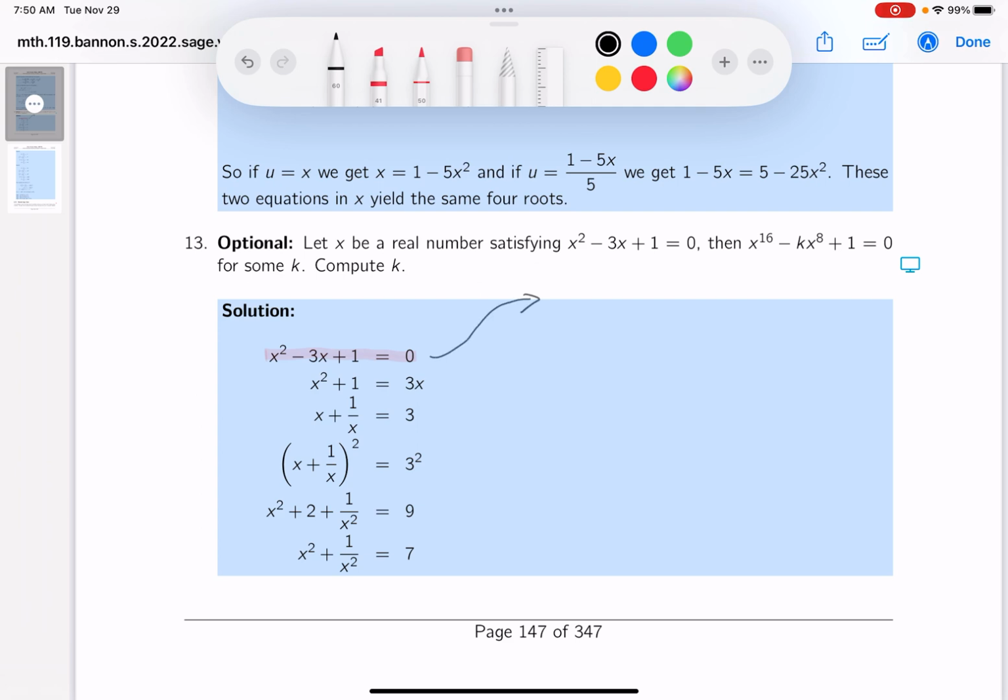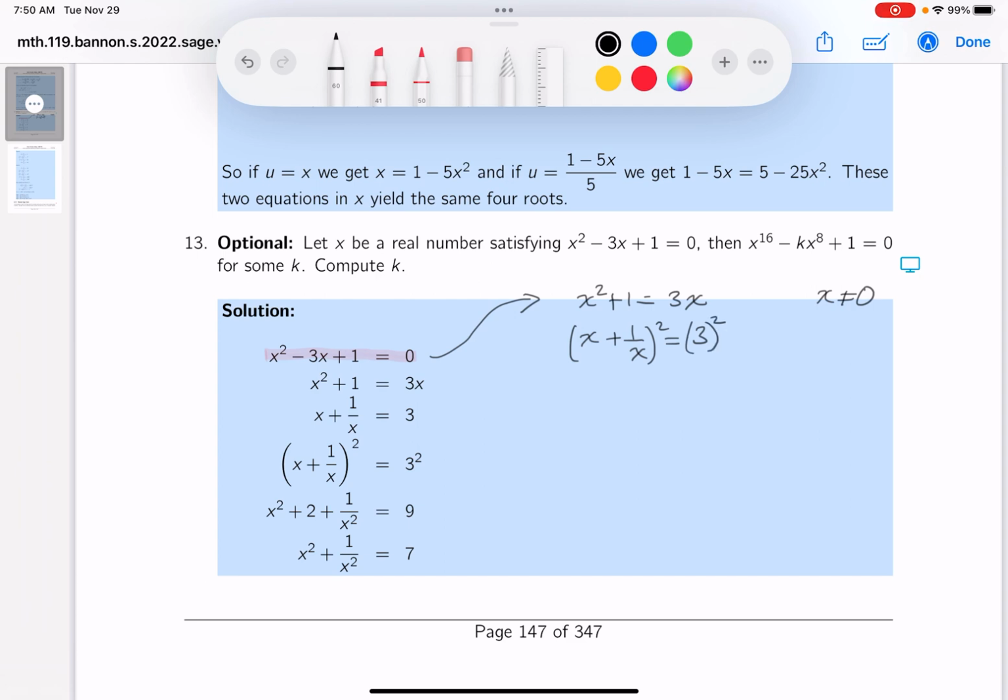I wrote x squared plus 1 is equal to 3x. And then I divided both sides by x. And what do you get? You get x plus 1 over x equals 3. Now, I hope you realize that x is not equal to 0. That's obvious just looking at the equation. I square both sides now.